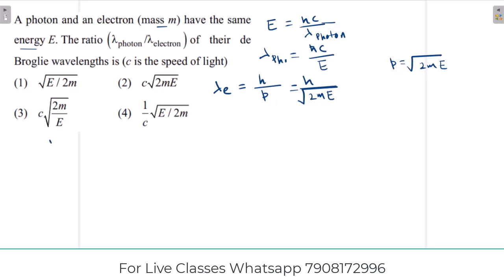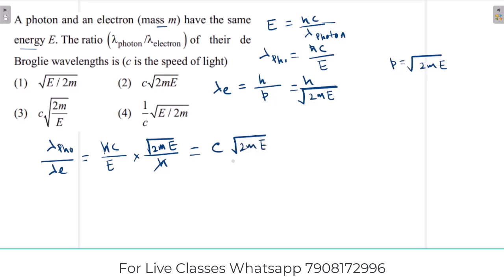Now lambda photon divided by lambda electron is equal to hc by E times root over 2mE divided by h. So h cancels, and this becomes c into root over twice mE by E. So this is equal to c root over twice mE by E, that is c root over 2m by E, so option 3 is the correct answer.